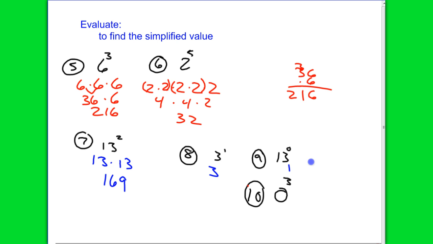Who thinks it's 0? Most of them are agreeing, and they're right, it is 0. 0 to the 3rd is 0. That one's not as hard as the other one.